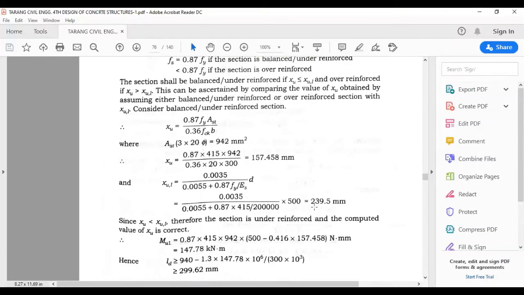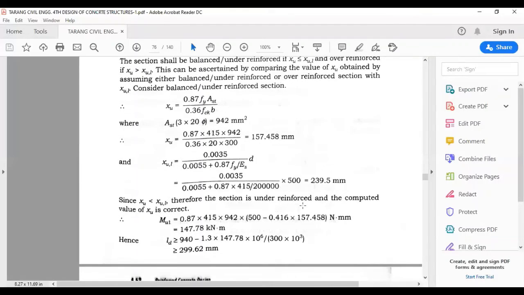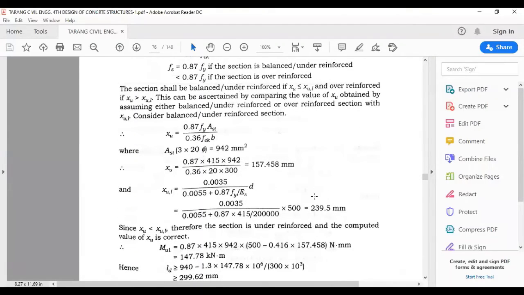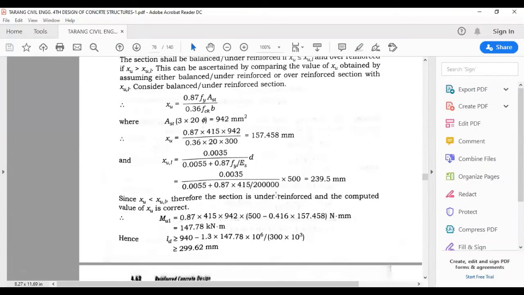239.5 mm. As we can see, this Xu, which was 157, is less than Xu1. Therefore, section is under reinforced, as discussed here. And the computed value of Xu is correct.